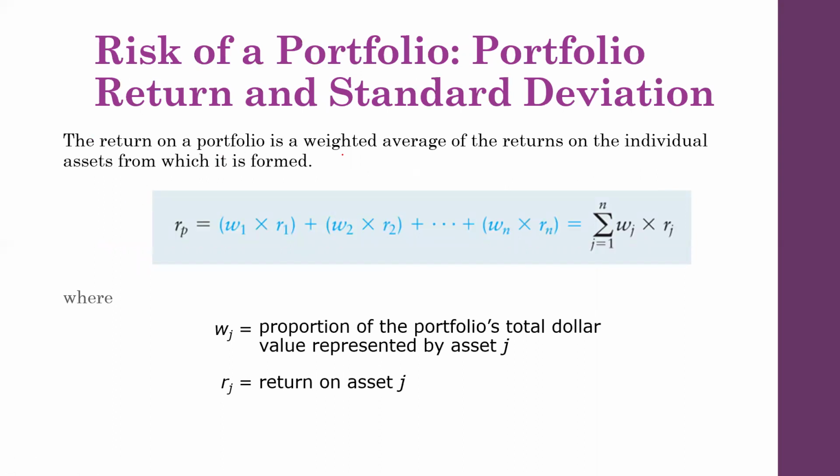The return on the portfolio is measured using the weighted average of the returns of the individual assets from which it is formed. So here is the formula: we have the weight of the first asset times the rate of return, plus the weight of the second asset times its rate of return, and straight through until the number of assets in the portfolio.